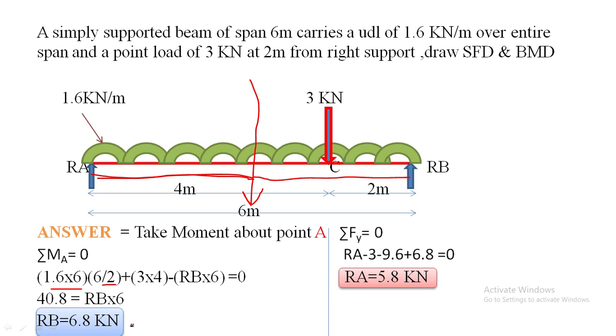Then second, summation Fy is equal to 0. Here RA is going in upward direction, so plus RA. Then the load at C is going in downward direction, so minus 3.